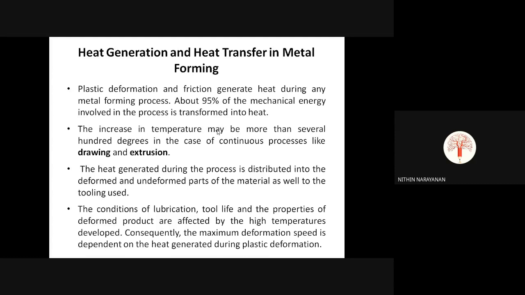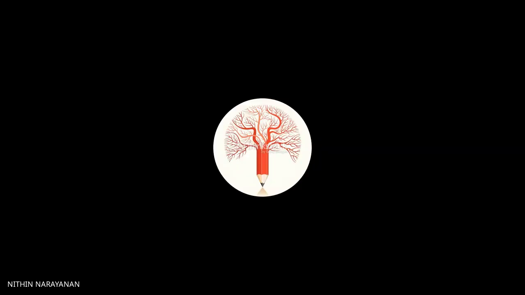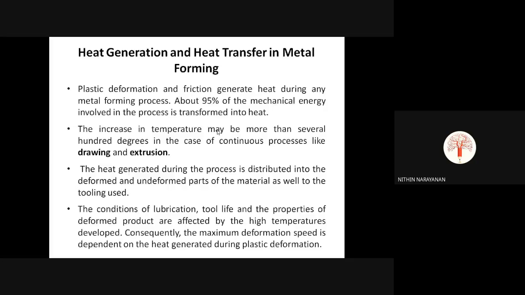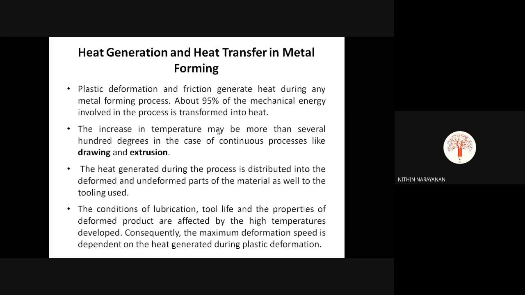The conditions of lubrication, tool life, and the properties of deformed product are affected by the high temperatures developed. Consequently, the maximum deformation speed is dependent on the heat generated during plastic deformation. So in such cases, if a high amount of heat is produced, we will use lubrication. Okay, and also the heat will affect the tool life, and it will affect the properties of the deformed product. ഓക്കെ, ഈ ഒരു high temperature ഉണ്ടാകുമ്പോൾ ഇങ്ങനത്തെ എല്ലാം കുറേ പ്രശ്നങ്ങൾ ഉണ്ടാക്കുന്നു. So sufficient lubrication should be used there in order to improve the tool life, and also in order to improve the property of the deformed product.